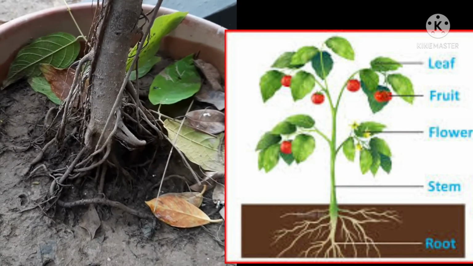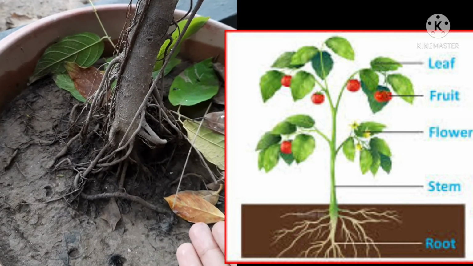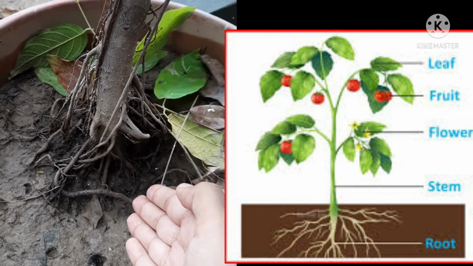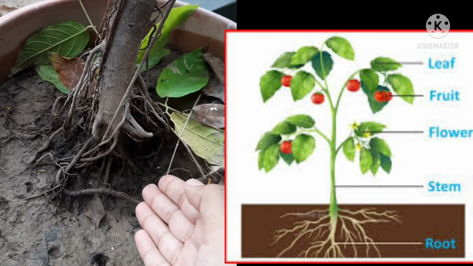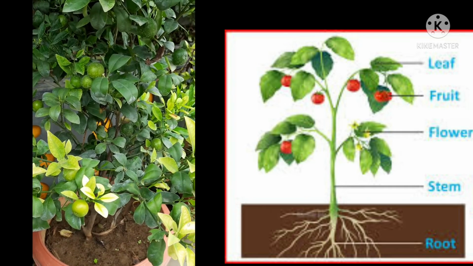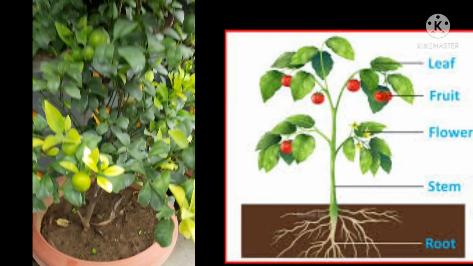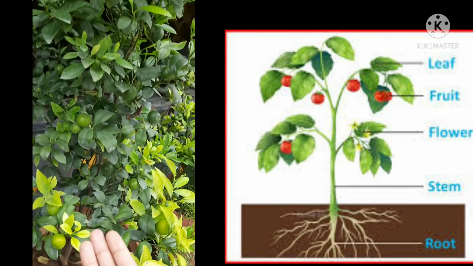So students, what is a root system? The part of the plant which is under the soil, that is called root system, right? And we cannot see the root system because it is inside the soil. Now students, shoot system. So what is a shoot system? The part of the plant which is above the soil, that is called shoot system.